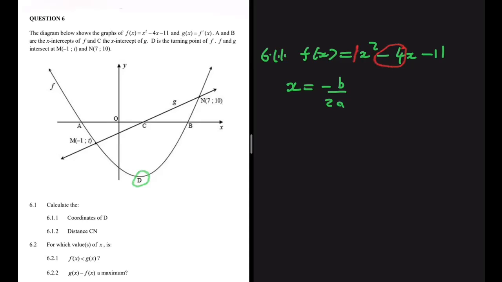So this will be equal to minus b, which happens to be minus 4, divided by 2a, where a happens to be 1. So this will just be 4 divided by 2, which is equal to 2.